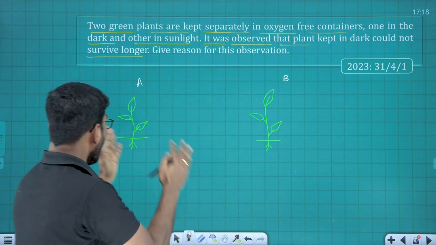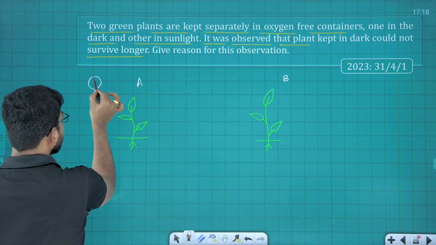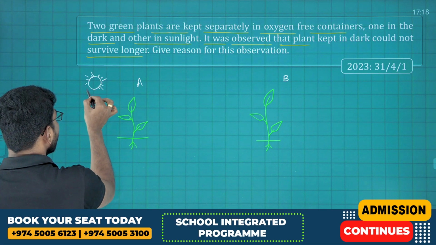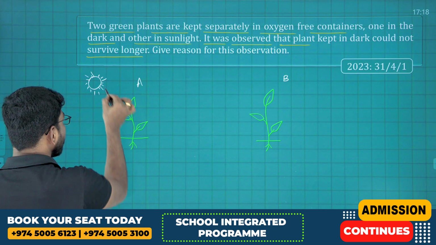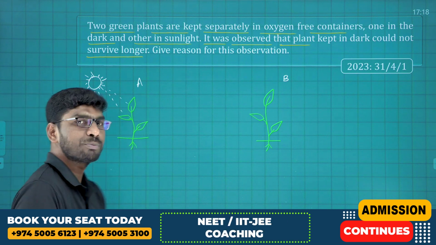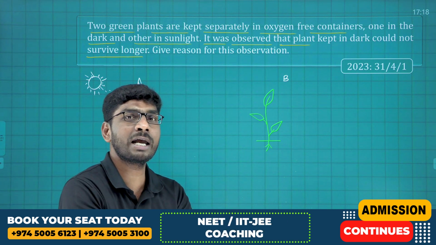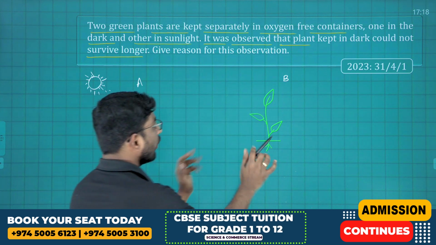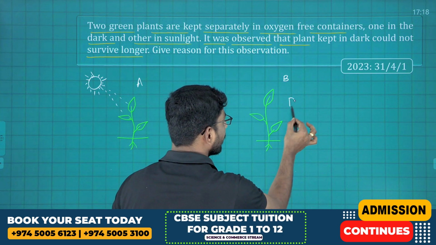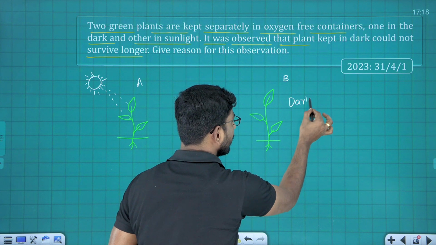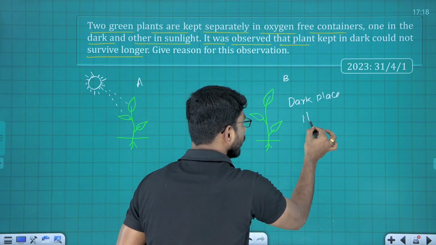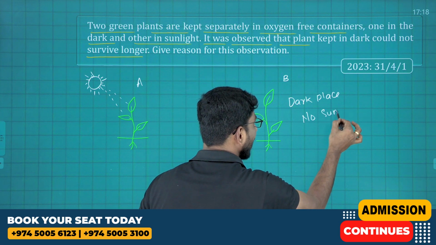Carefully listen. This plant keeps on trapping sunlight. We know the events of photosynthesis, right? What are the events of photosynthesis? The first event is absorption of sunlight by chlorophyll, right? Next, we are not providing sunlight here. We are keeping this one in a dark place, with no sunlight. Am I clear?